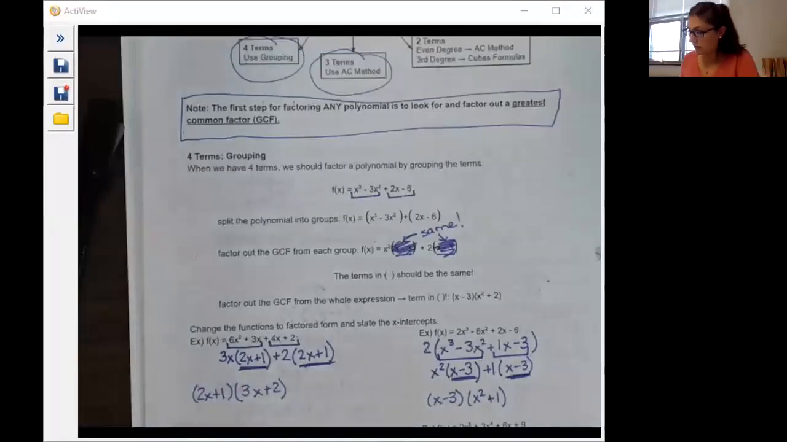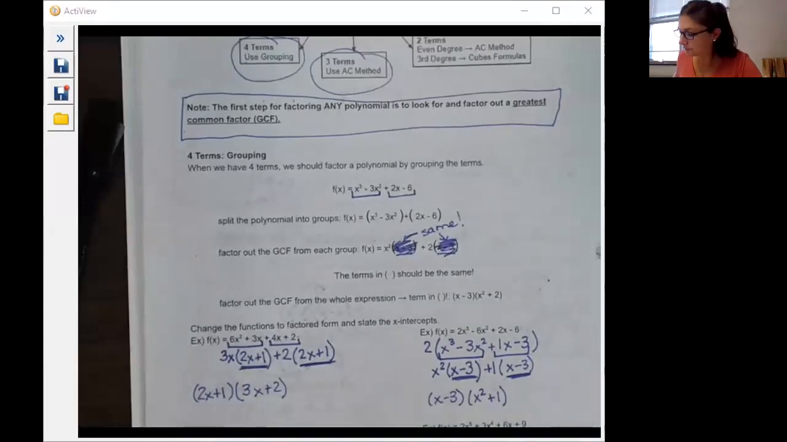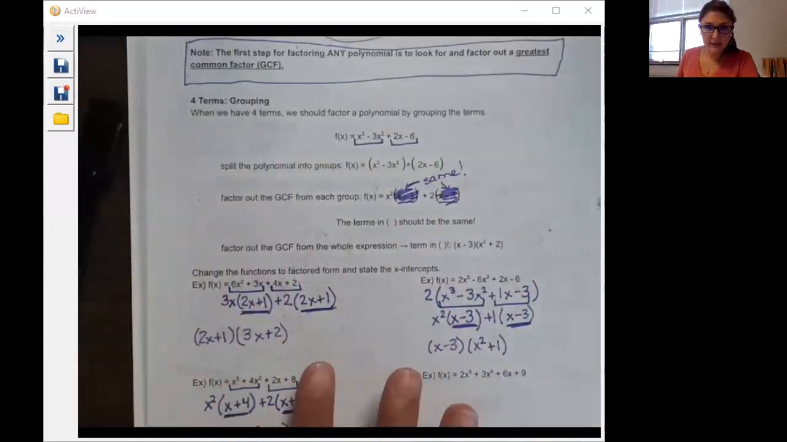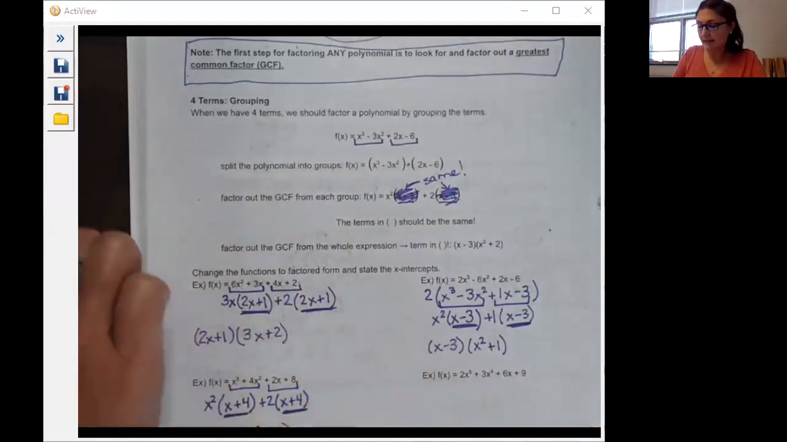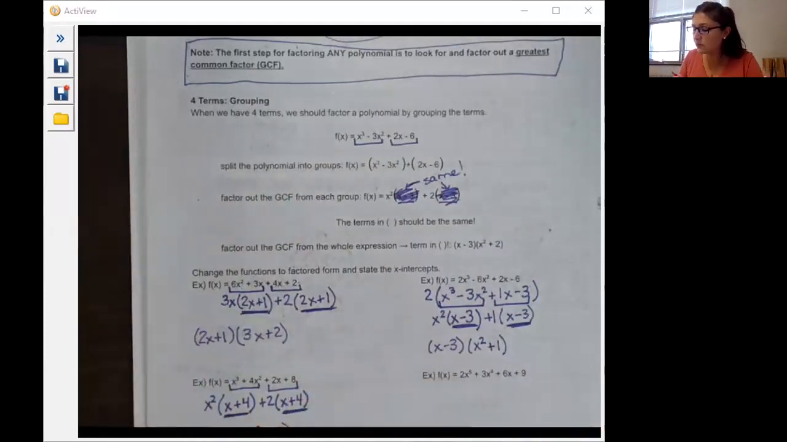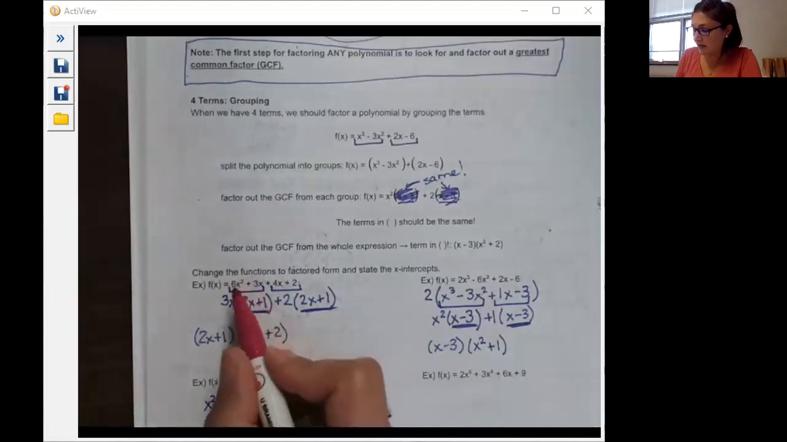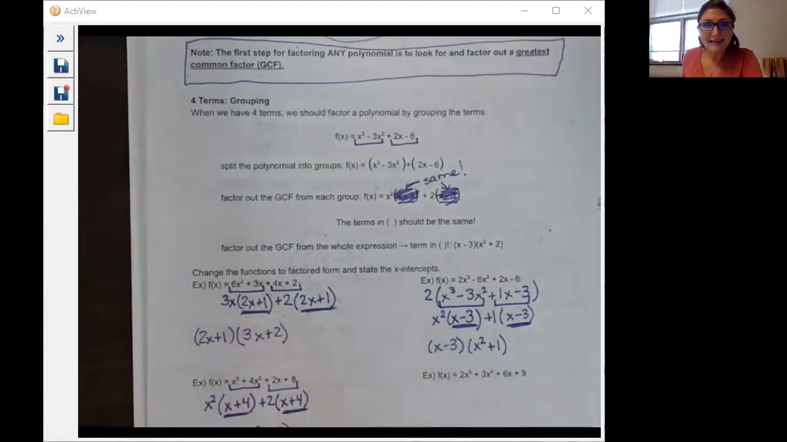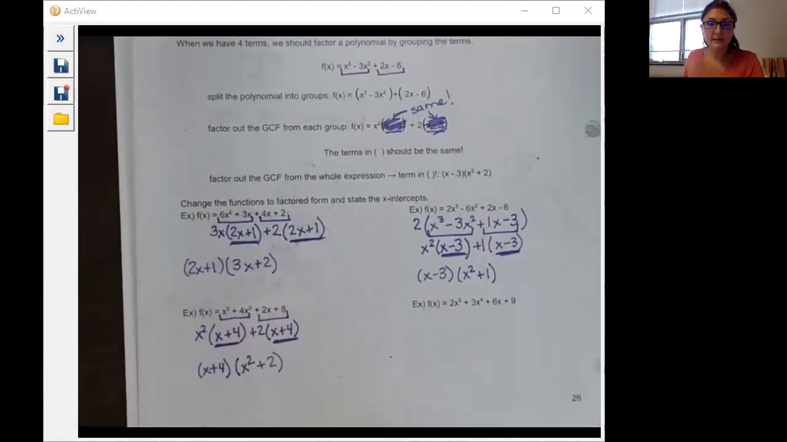So here are your notes from page 26. This should look familiar because this is what you saw in the video. When you looked at this grouping idea, you were basically continuing on with that idea of a GCF. What's the greatest common factor for this portion of my polynomial and for this portion of my polynomial? So when we have four terms, we use grouping, and that's the big idea behind grouping. It's pulling out greatest common factors every time.